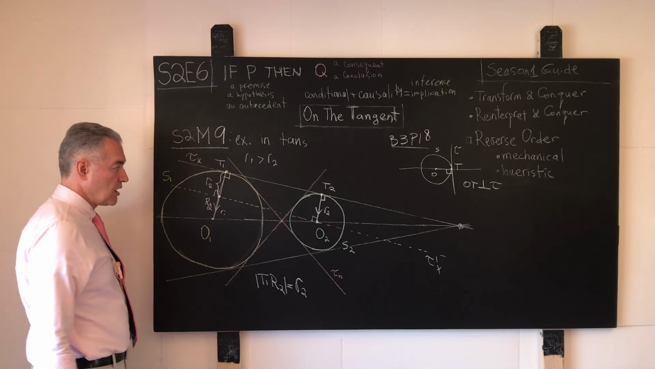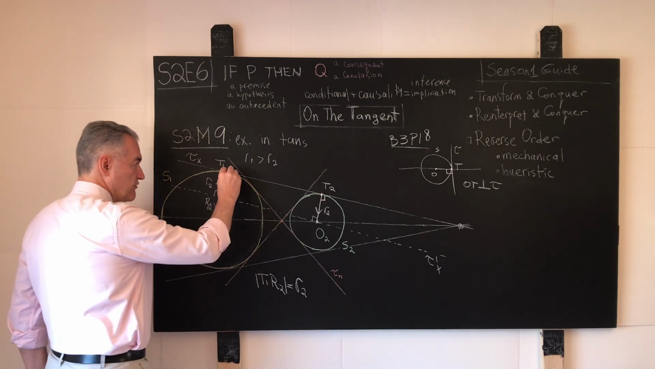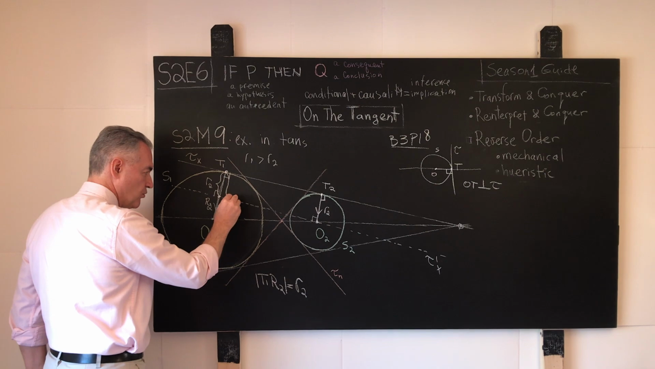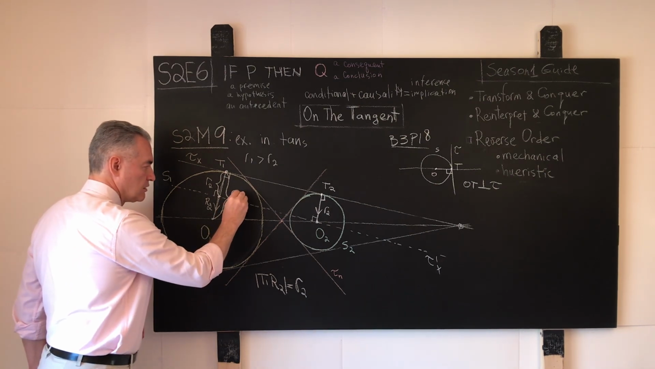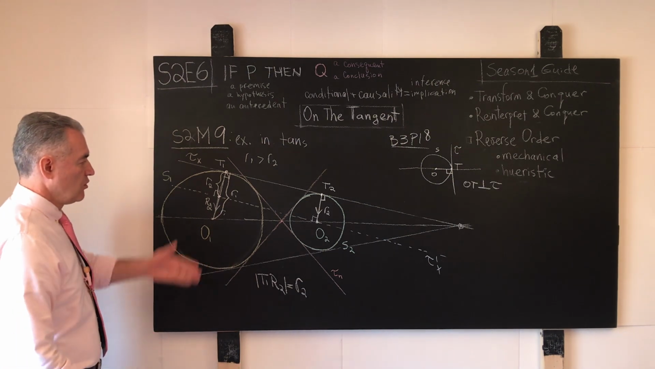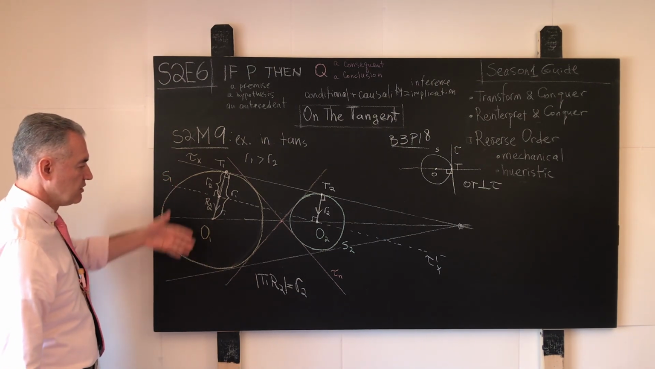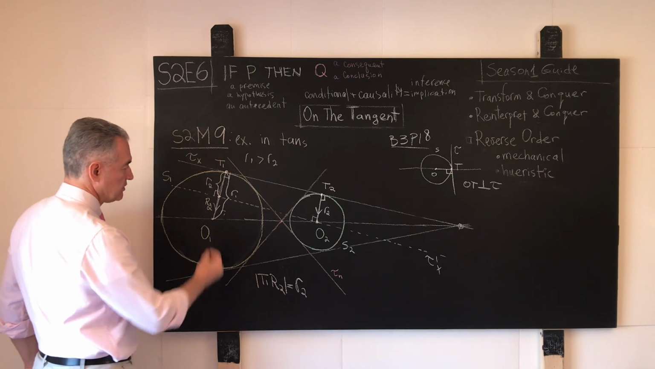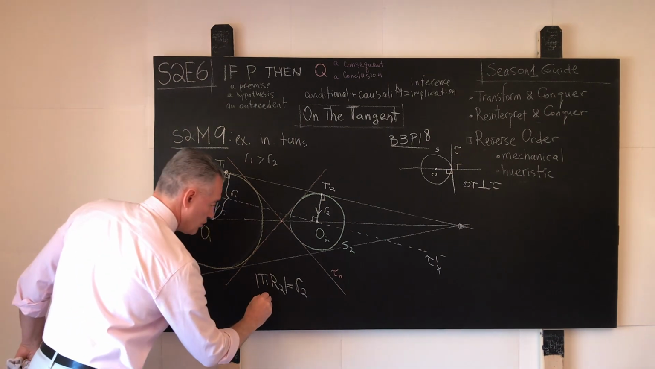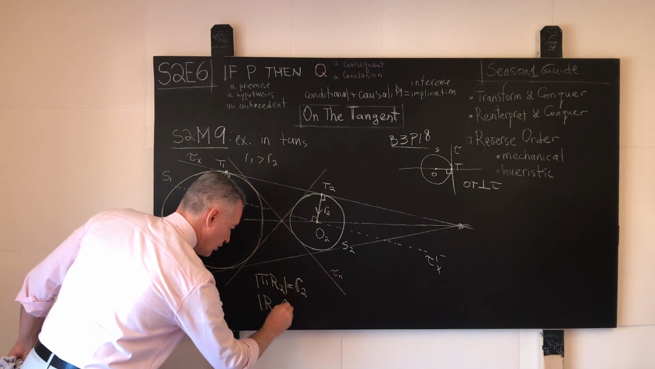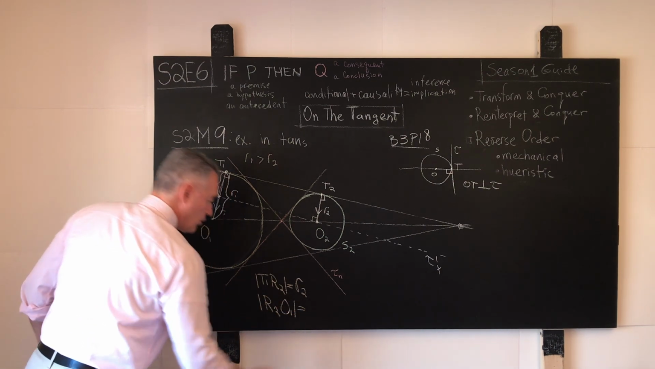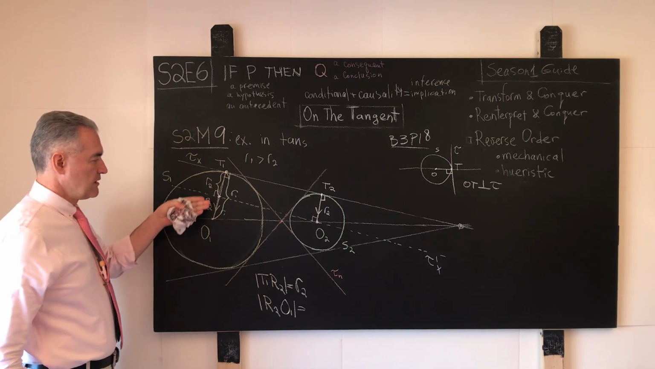And now comes the key observation. If the length of the line segment T1, O is R1, then what can be said about the length of the line segment R2, let's write it down here, R2O1? What is the length?